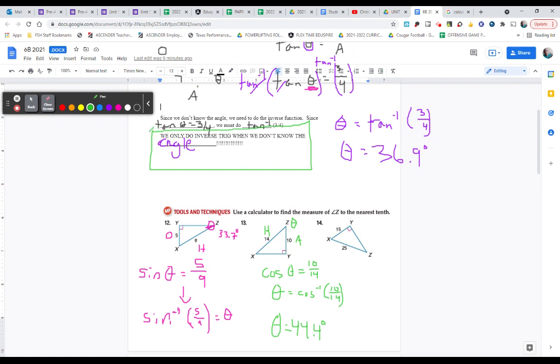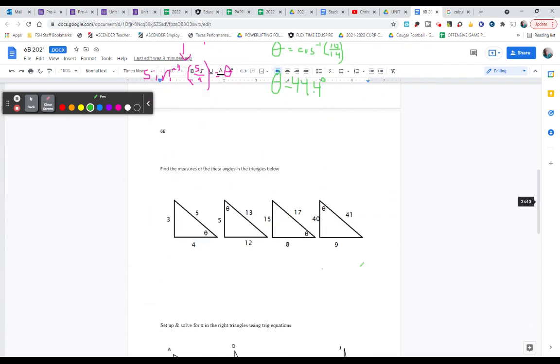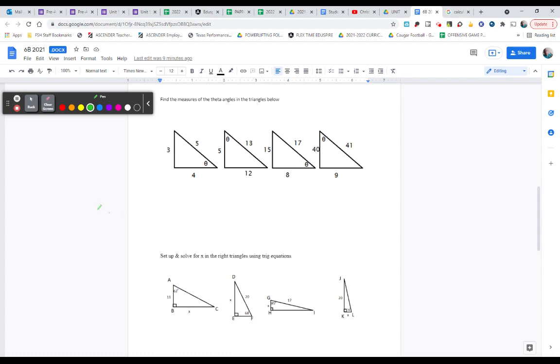So that's our 4B notes. You can do number 14 here, and then these 4 problems there. Down here is just some 6A review problems. You don't have to do those, but if you want some extra practice finding sides, not doing inverse, just regular sine, cosine, and tangent, there's some review problems down there for you.